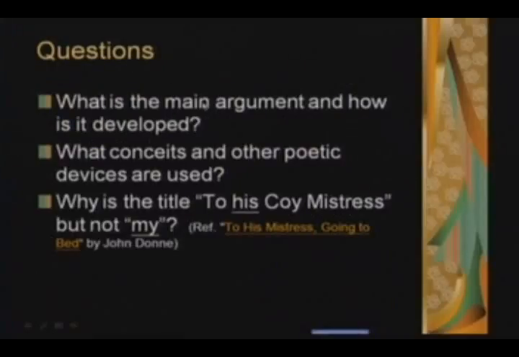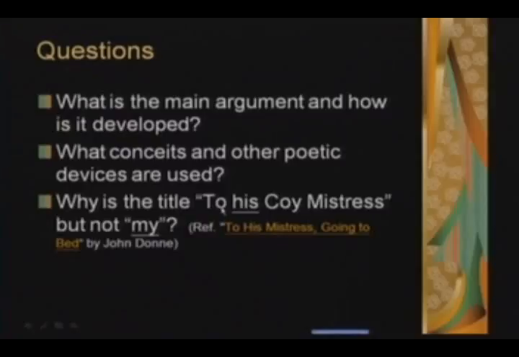Basically, one thing you need to find out and understand is the main argument, how the main argument is developed, and then what conceits are used, like the marble vault, or amorous birds of prey, or time's winged chariot, and then an animal with slow chapping power, and then also To His Coy Mistress.